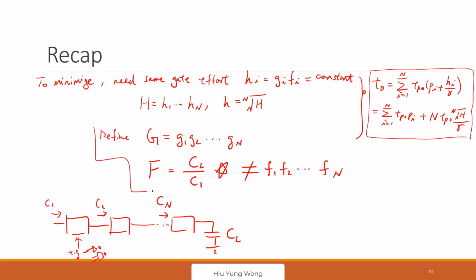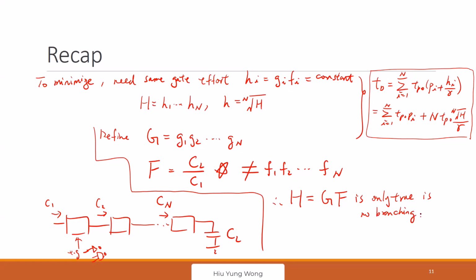This is a definition. I forgot also to say we define H equals G times F. So actually H is not, no, we don't define. This is only true if no branching. I keep confusing you. So what is the meaning of branching? I'm going to explain to you. So this one you remember.